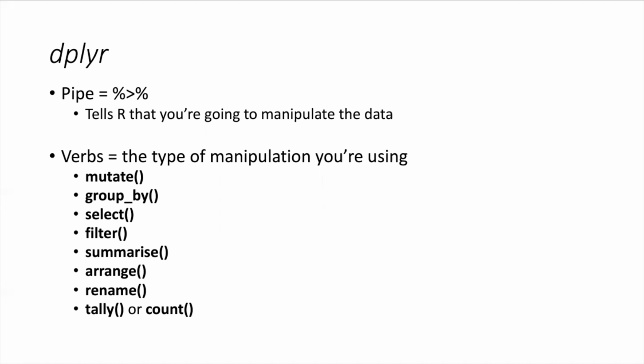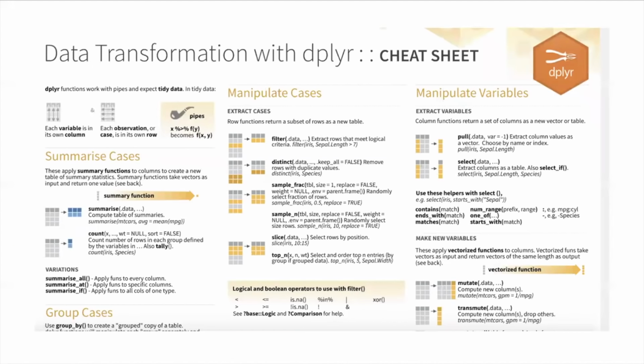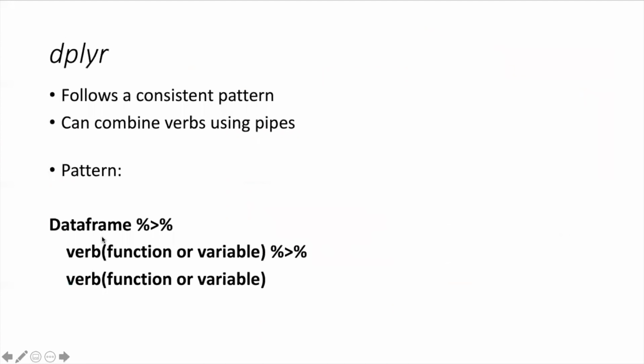So these are a list of some of my favorites, but just to give you a sense of the flavors, mutate creates new variables. We can also rename variables, change ordering, count the number of cases, and I've included both on the course page and also here a cheat sheet that goes through all of the main verbs and how to use them. And I love dplyr for two reasons. First, it follows a very consistent pattern or grammar, which makes it really easy once you've picked it up. And second, you can combine verbs easily using pipes.